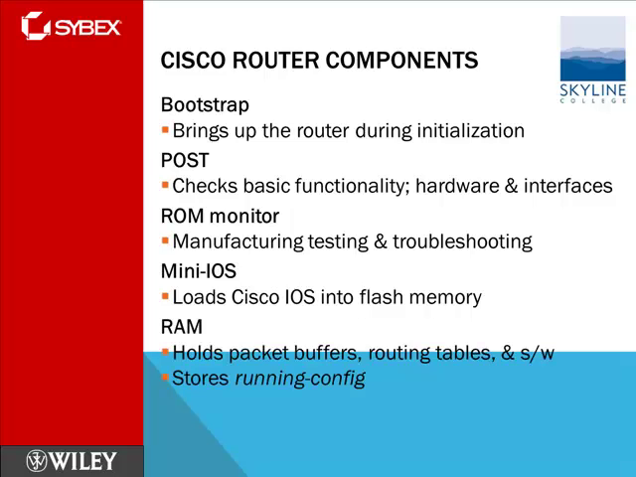RAM holds packet buffers, routing tables, the things that are in dynamic RAM, the things that the system wants right now. And the key to RAM is if you turn the router off, trip over the cable, whatever, the power goes off, all of that information goes away, just like in your computer. If you're typing a document and the power goes off, that information that's stored in RAM is gone. Same thing happens in a router.